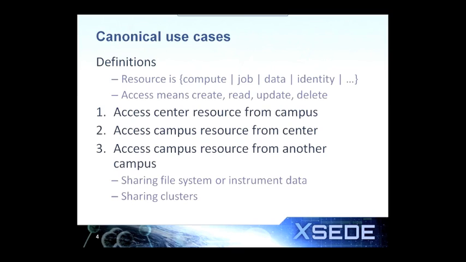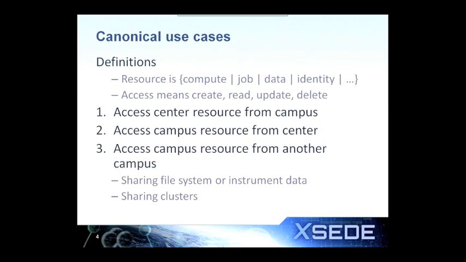And then finally, accessing campus resources from another campus. So the GFFS isn't just about center-center interactions or campus-center interactions, but really about building an environment where we can have campus-campus interactions, where people can map their resources into this shared namespace and then access them subject to the access control policy that they've decided to have in place. So, for example, in a campus-campus sharing, we might be sharing some instrument data or some file system information between two collaborators or three collaborators or 20 collaborators. Or we could, in fact, each be sharing clusters. I could have a couple clusters on my campus and somebody else could have some on theirs.